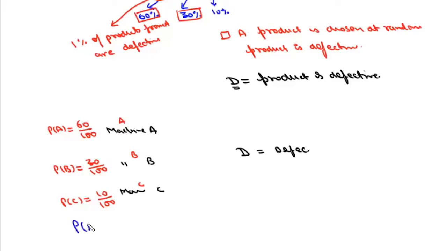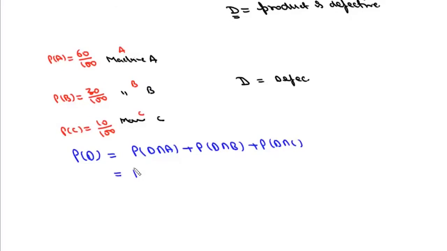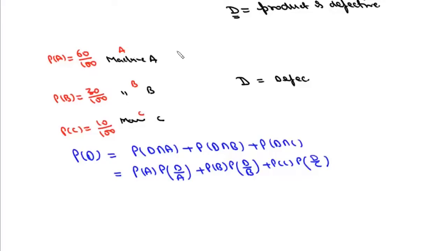Now we have to find product is defective. Now this defective product can come from machine A, or it can come from machine B, or it can come from machine C. Now using total probability, we can write this as probability of A into probability of D by A, probability of B into probability of D by B plus probability of C into probability of D by C. So corresponding to each event, we'll write their conditional probabilities.